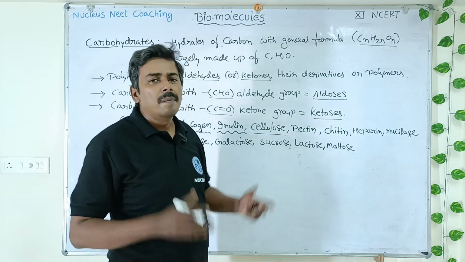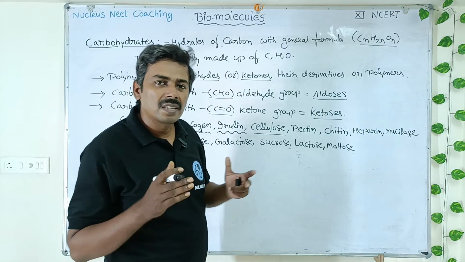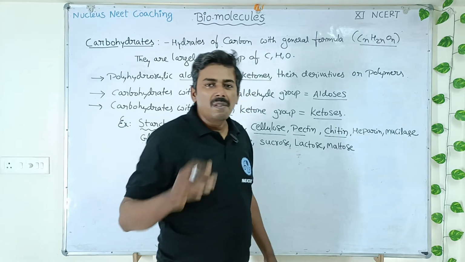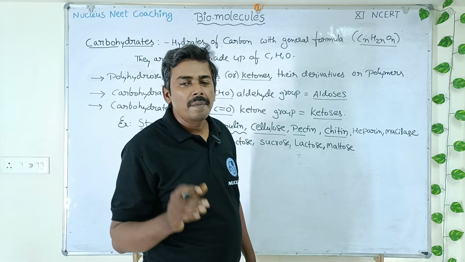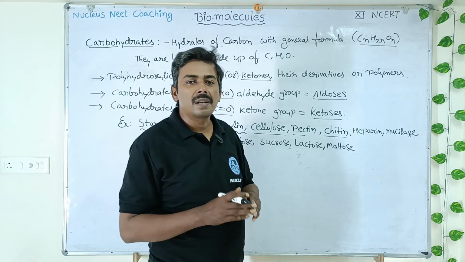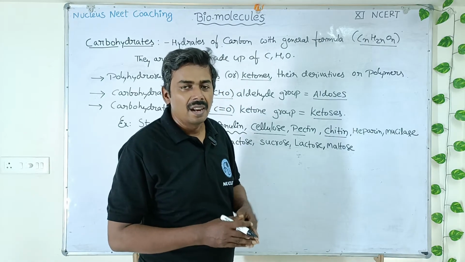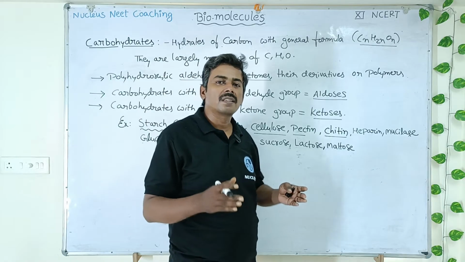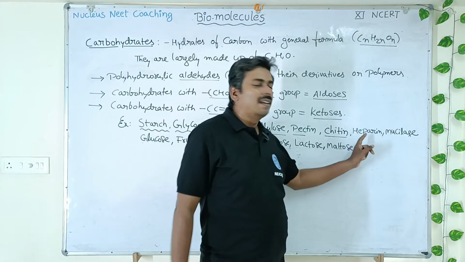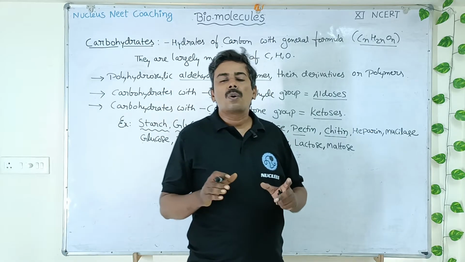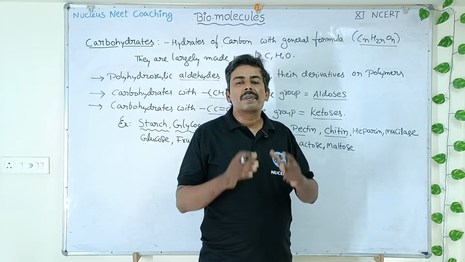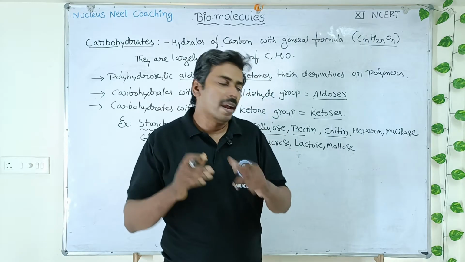Next is pectin. Pectin is also a cell wall material seen in the plant cells. Next, chitin. Chitin is the cell wall material which is seen in fungi, and it is also present as exoskeleton material in insects like dragonflies, cockroaches, beetles, etc. Heparin. Heparin is an anticoagulant. This material is present in the blood of animals. It prevents coagulation of blood.